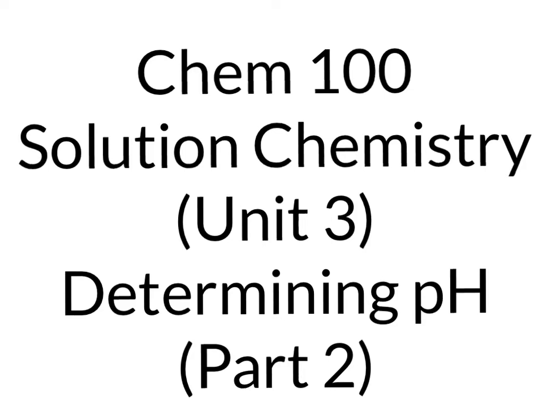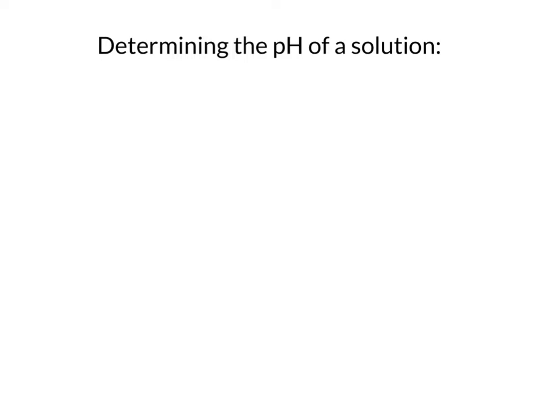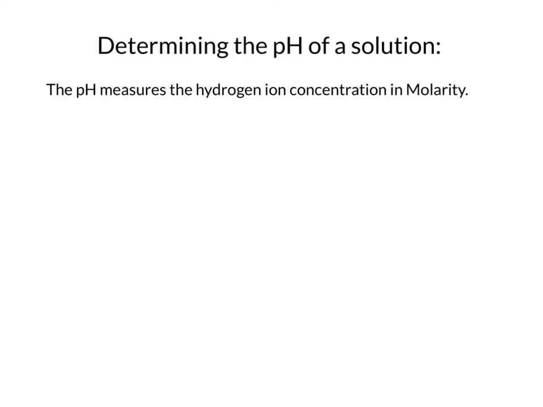This video is the second part of determining the pH. The first part describes how to decide what type of solution you have and which calculation to use. If you don't know how to do that, please make sure that you watch that video. Let's continue. Previously we saw that the pH is a measure of the hydrogen ion concentration of a solution.